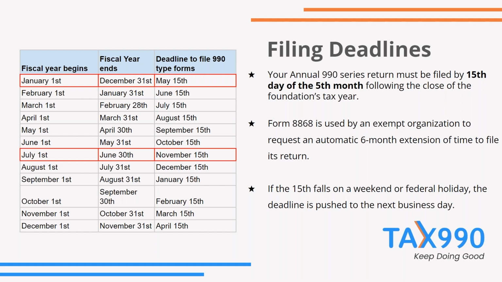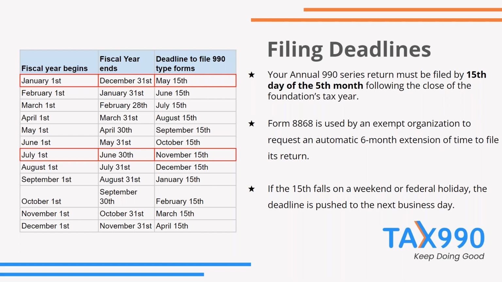If your tax year is July 1st through June 30th, then November 15th, which is in 2 days, this coming Wednesday, is your filing deadline. So your 990 series form must be filed by midnight on Wednesday, November 15th to meet those filing guidelines. If your tax year is January 1st through December 31st, and you filed an 8868 extension form back in May, your extension deadline is November 15th, and your 990 series return must be filed by midnight on November 15th.